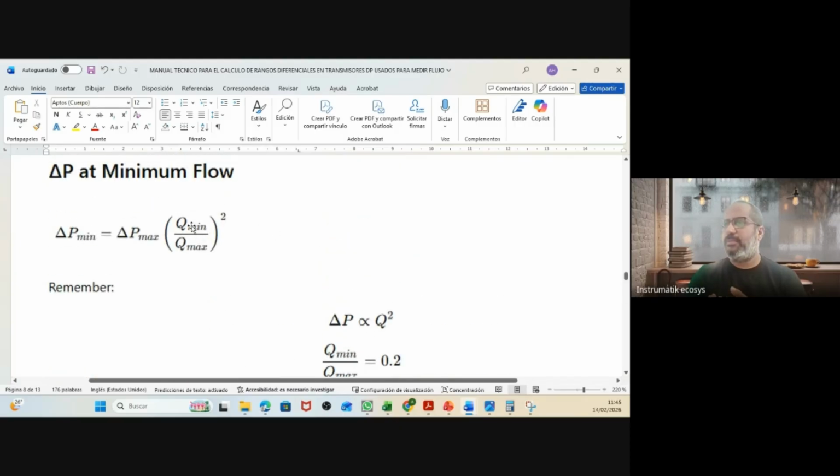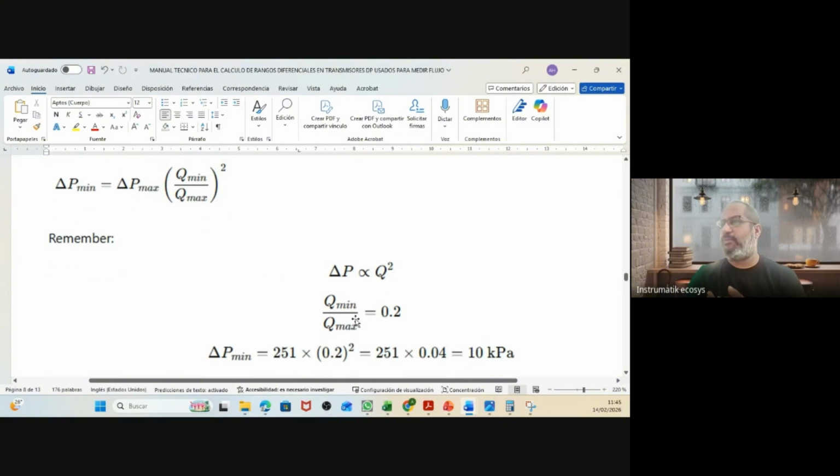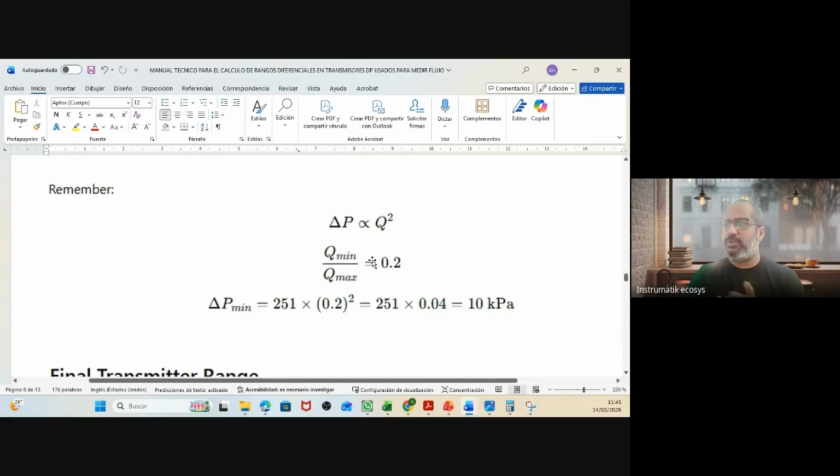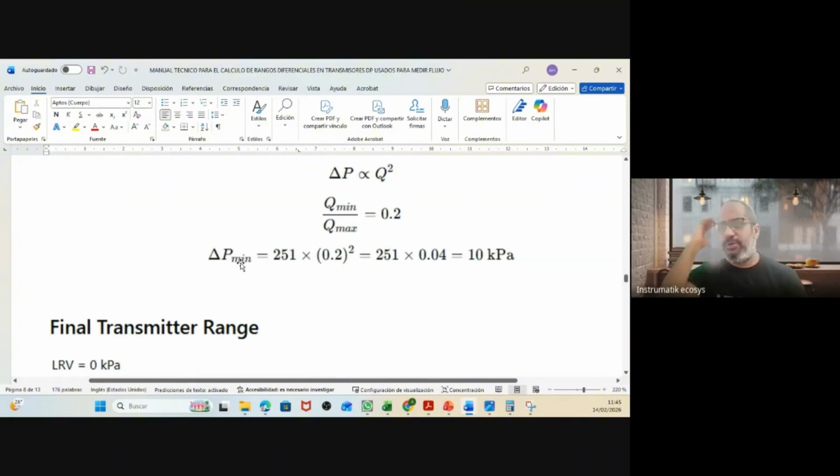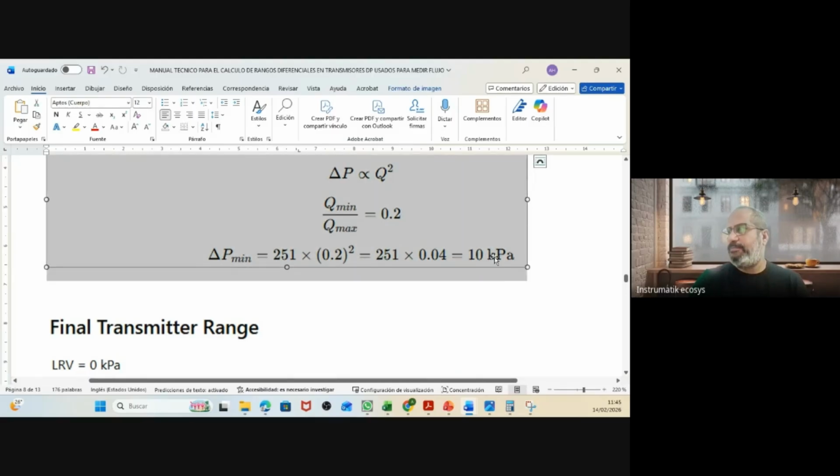This is Q minimum, which is flow rate, minimum flow rate, maximum flow rate. The relation between those two is 0.02, and then this is directly calculated. We don't have something extraordinary to explain here, because it's direct. So you have delta P minimum, which is delta P maximum, multiplied by the relation between Q minimum and Q maximum, and all that squared. That's all. And then you have delta P minimum.